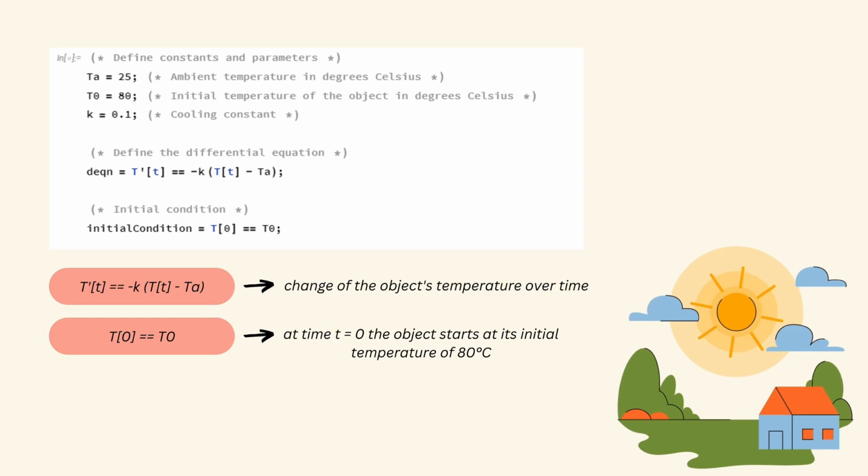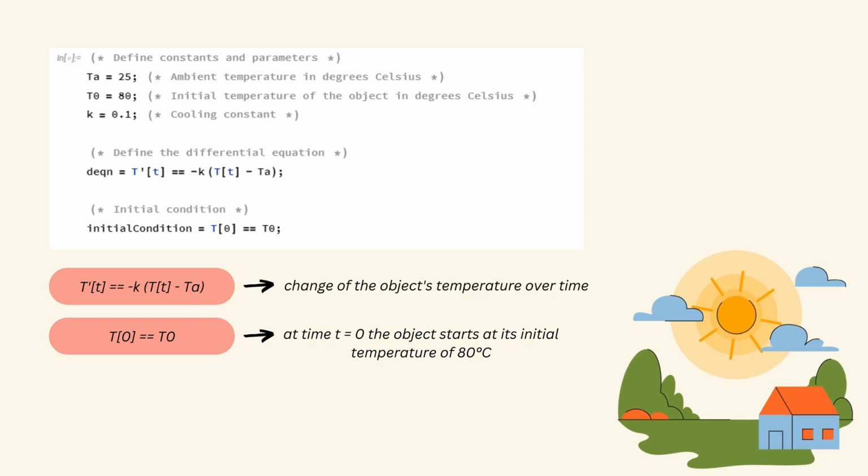Next, we write the differential equation. T prime of t equals negative K times T of t minus TA, which describes the rate of change of the object temperature over time. Here, T prime represents the rate of temperature change, and the term negative K times T of t minus TA shows that the cooling rate is proportional to the difference between the current temperature and the ambient temperature.